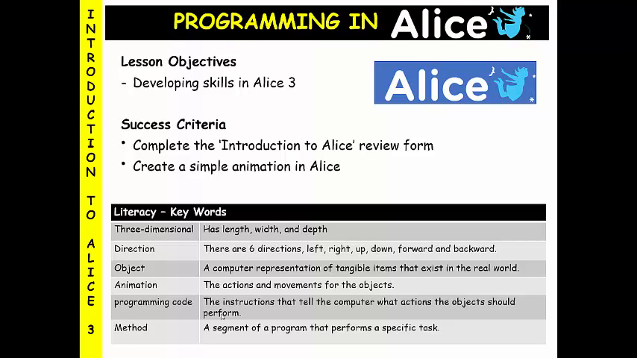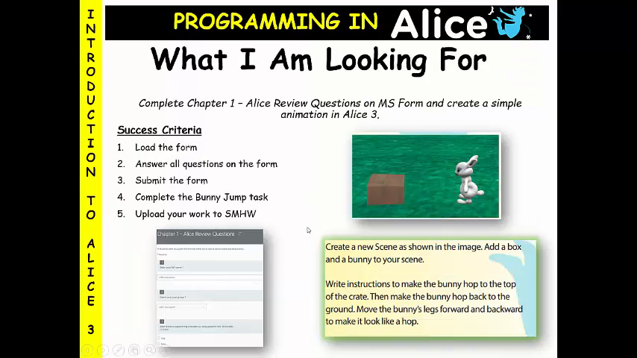So last lesson you were introduced to Alice and you got a feel for the interface and simple blocks of code. This lesson we're going to go a step further and check what you actually learned from the previous lesson. So what I am looking for is for you to complete chapter 1 Alice review questions on MS Forms and create a simple animation in Alice 3. So in order for you to be successful in today's session, load the form which looks like this: chapter 1 Alice review questions. Answer all questions on the form, submit the form and then complete the bunny jump task. Once you've done that, take a screenshot of it and upload it to Show My Homework.